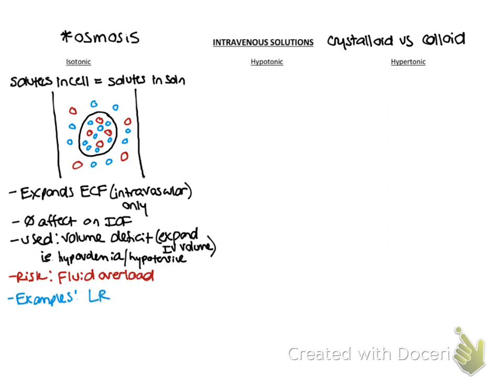So examples are lactated ringer and normal saline. And normal saline is what? 0.9% sodium chloride. And this is table 16-17 on page 293 of Lewis. It will give you a list of the solutions.